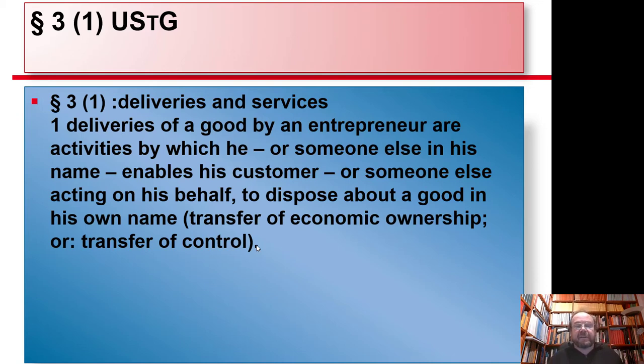3.1 USTG can be translated as deliveries and services. 3.1, first sentence: deliveries of a good by an entrepreneur are activities by which he, or somebody else in his name, enables his customer, or somebody else acting on behalf of that customer, to dispose of a good in his own name. So you could call that transfer of economic ownership or transfer of control.